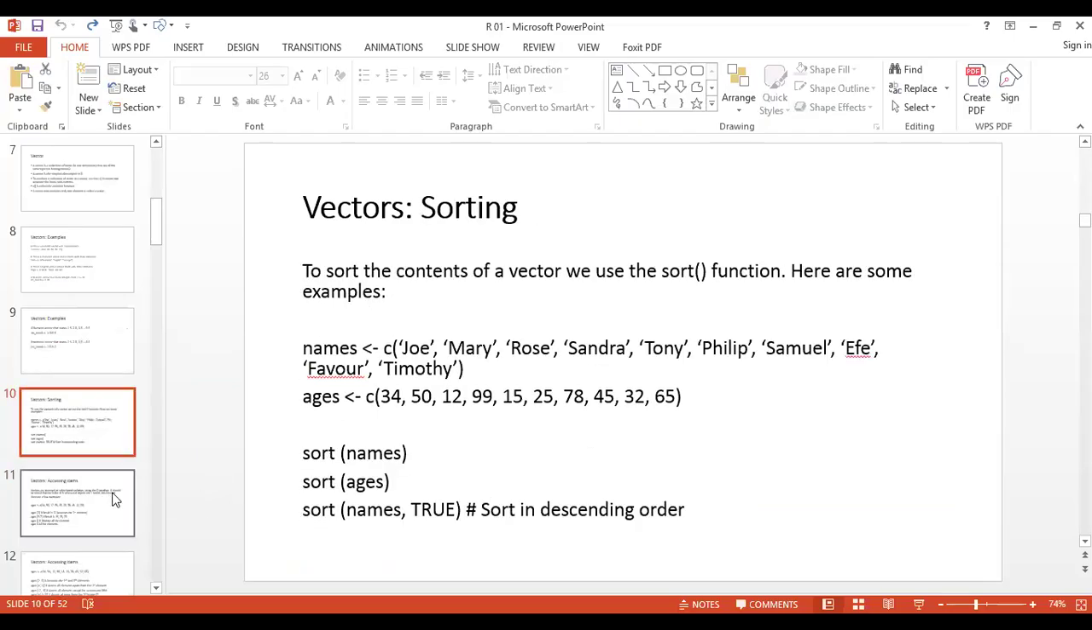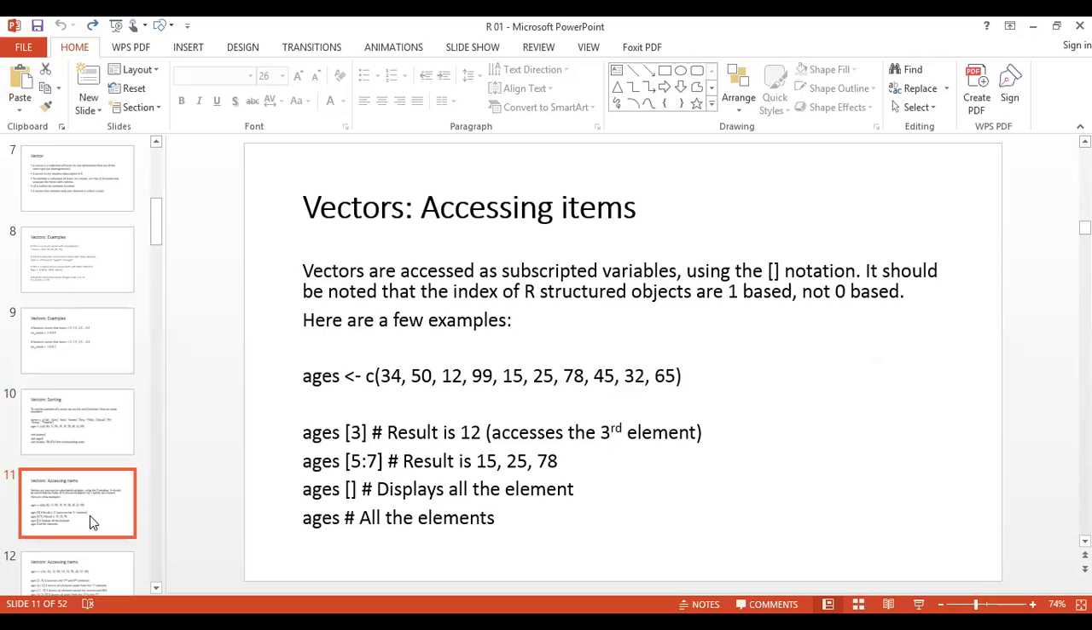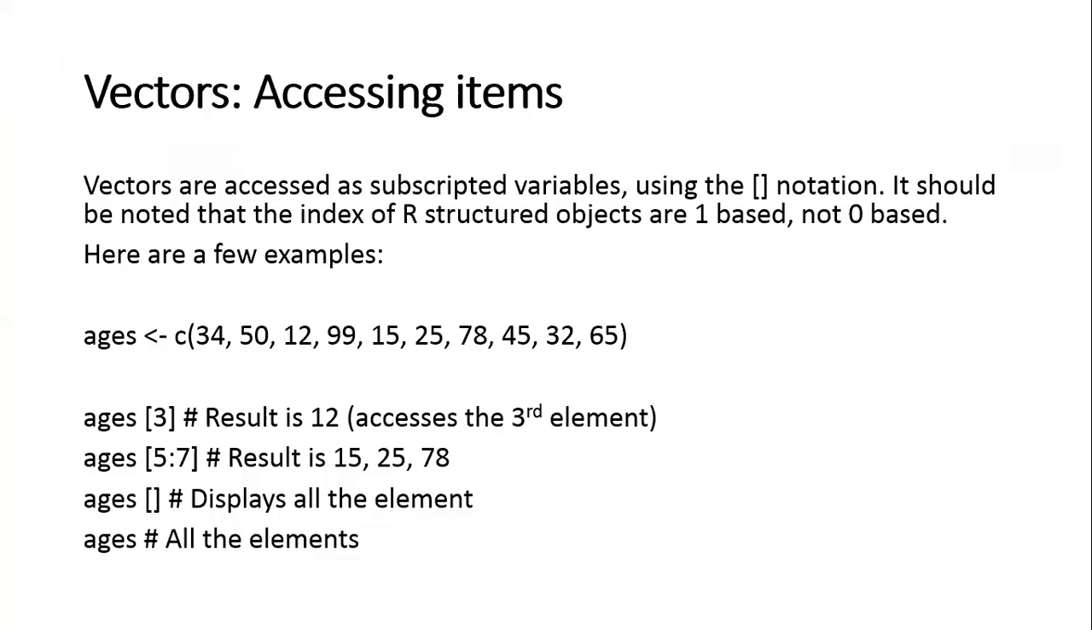All right. So we are still dealing with vectors. Accessing items in a vector. How do we access items in a vector? Sometimes this is called subsetting of vectors. How is that done? How do you access the content of a vector? Usually we use the square brackets to do that. Okay? Vectors are accessed as subscripted variables using the square bracket notation.